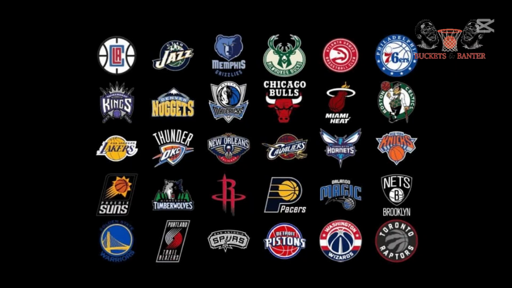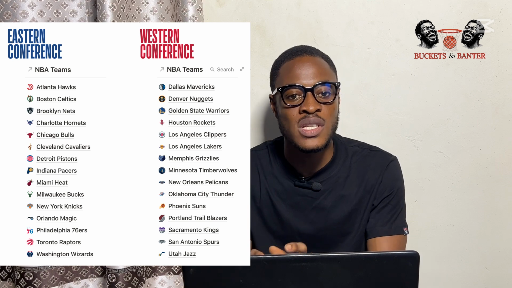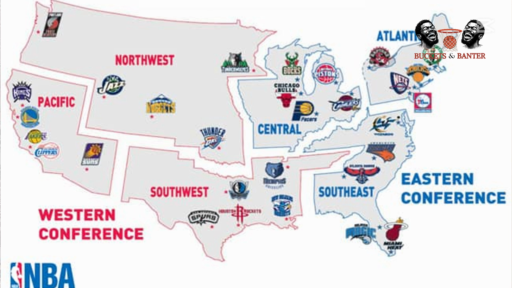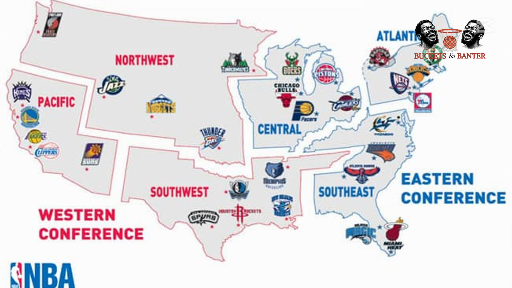Let's start off with some basic information about the teams. We have 30 franchises, 29 teams all across the United States, and one team in Canada. These 30 teams are split into two separate conferences. And in every conference, the teams are divided into three divisions of 5 teams each. The Eastern Conference has the Atlantic, the Central, and the Southeast divisions. The Western Conference has the Pacific, Northwest, and Southwest divisions.